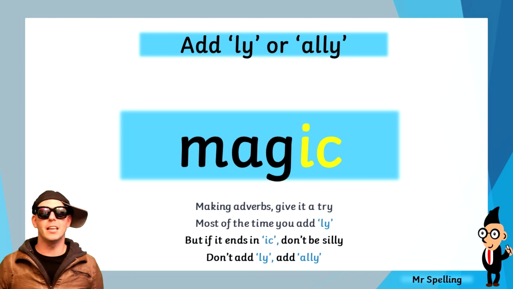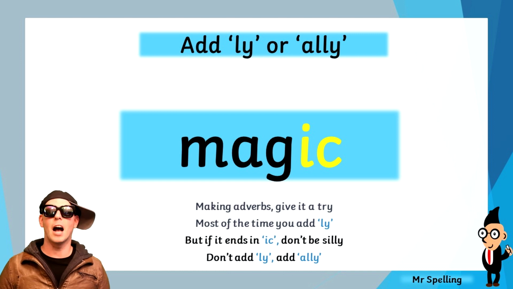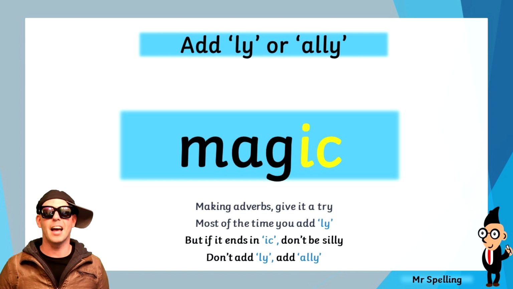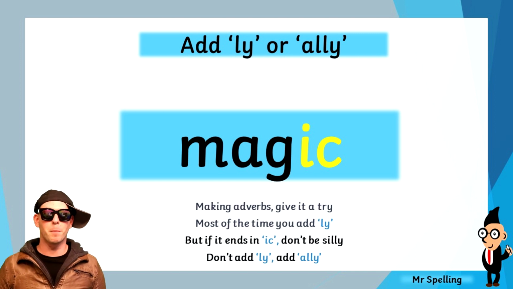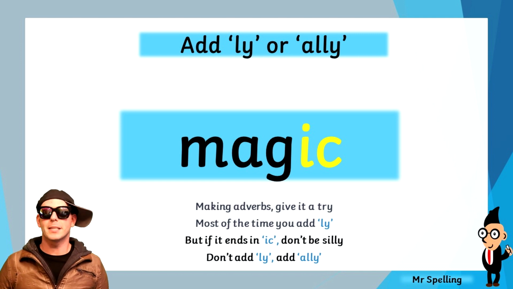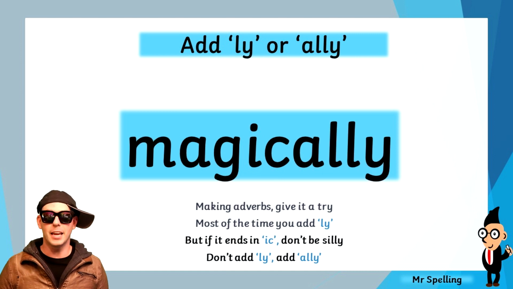Our next word is the word magic. Now have a look at the end of the word. I've highlighted it in yellow because it ends in ick. Now if a word ends in ick, there's something special that we do to make it an adverb. Let's look at the bottom part of our spelling rule. It says, if it ends in ick, don't be silly, don't add ly, add ally. So put ally on the end, and magic becomes magically.